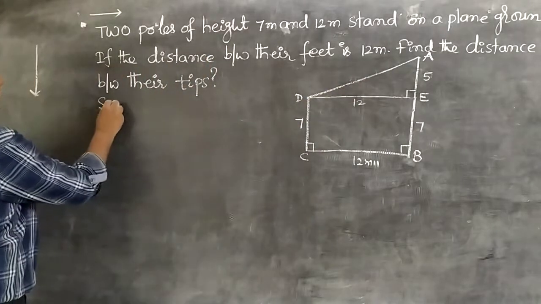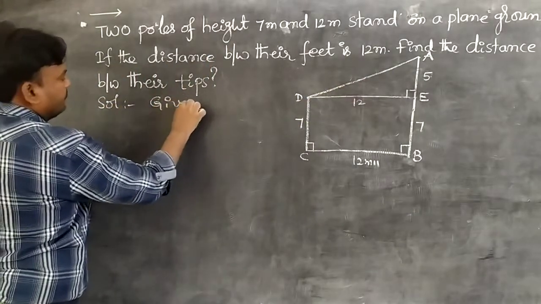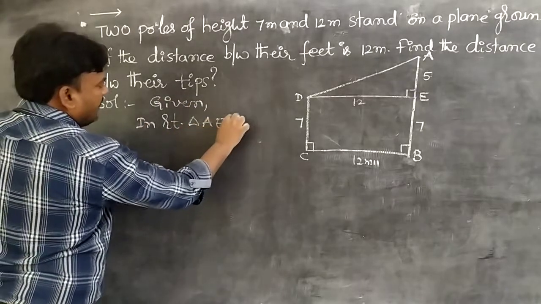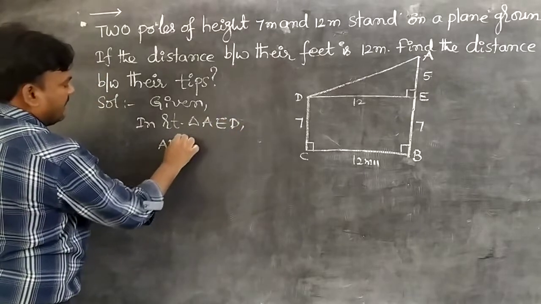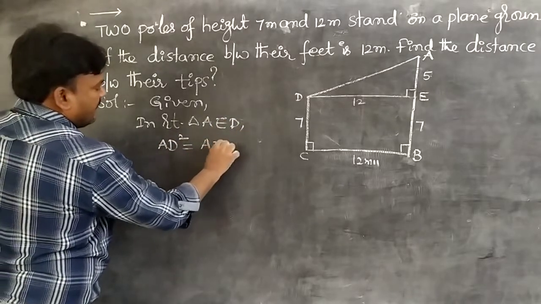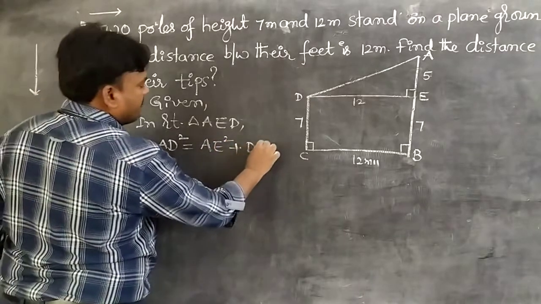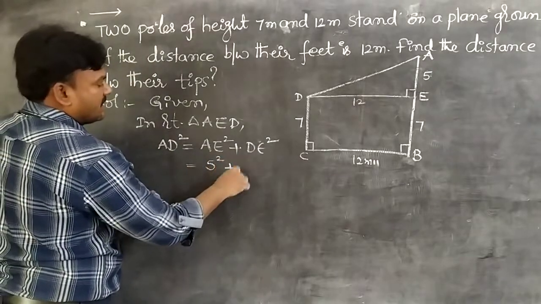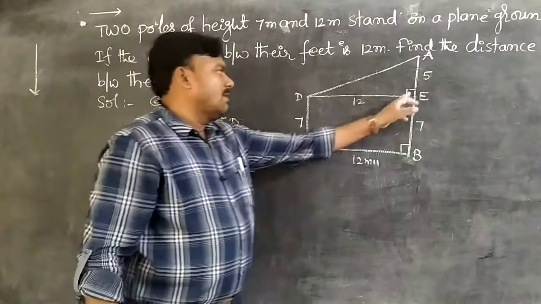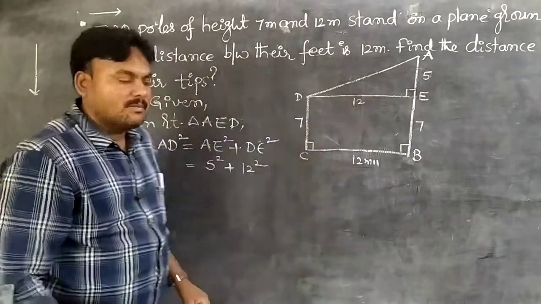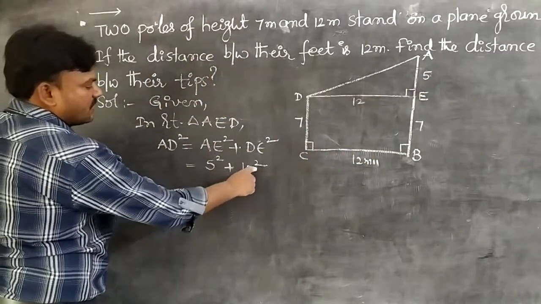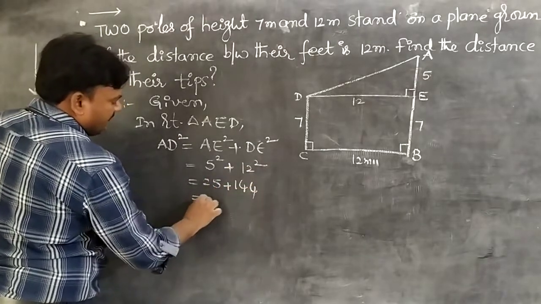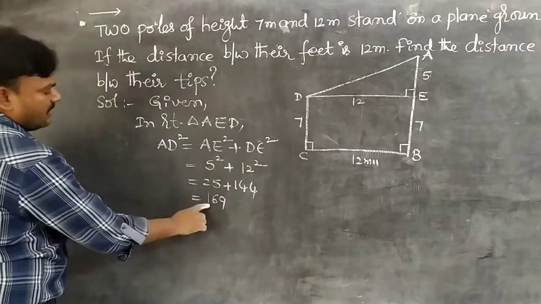Observe the solution. In right triangle AED, therefore AD square equals AE square plus DE square. The AE value is 5, so 5 square plus DE value 12 square. 5 square means 25, 12 square means 144. So 25 plus 144 is nothing but 169. So AD square equals 169.